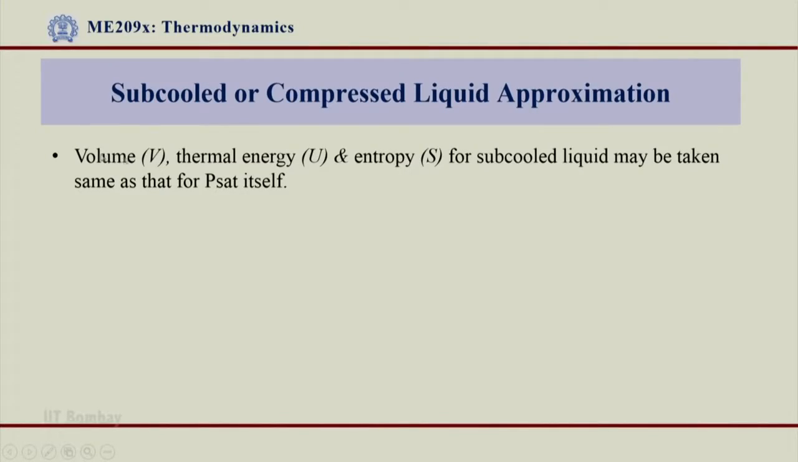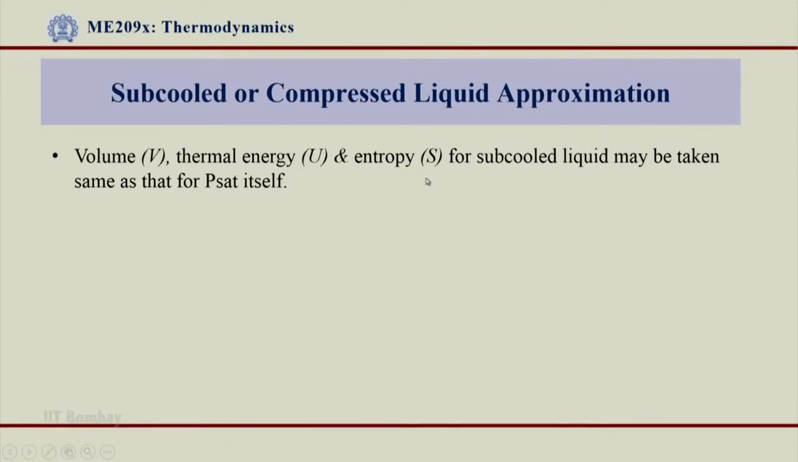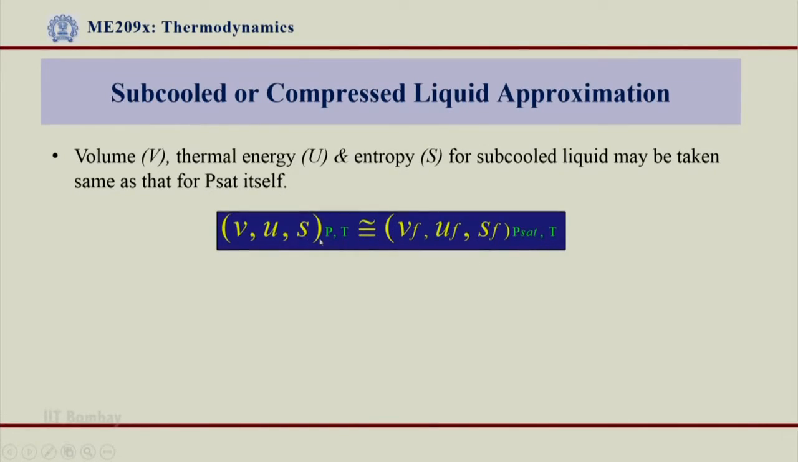So the approximation I can do with respect to volume, internal energy and entropy for subcooled liquid may be taken the same as at Psat itself. If I want to find the values of these properties at higher and higher pressure, I need not go to higher and higher pressures; I can do the same thing at the Psat value only, knowing that because this subcooled liquid is incompressible, the properties will not change so much. Therefore properties like V, U and S can be taken directly at Psat itself. This is the reason V, U, S at (P,T) is equal to V_f, U_f, S_f at Psat(T), alright.